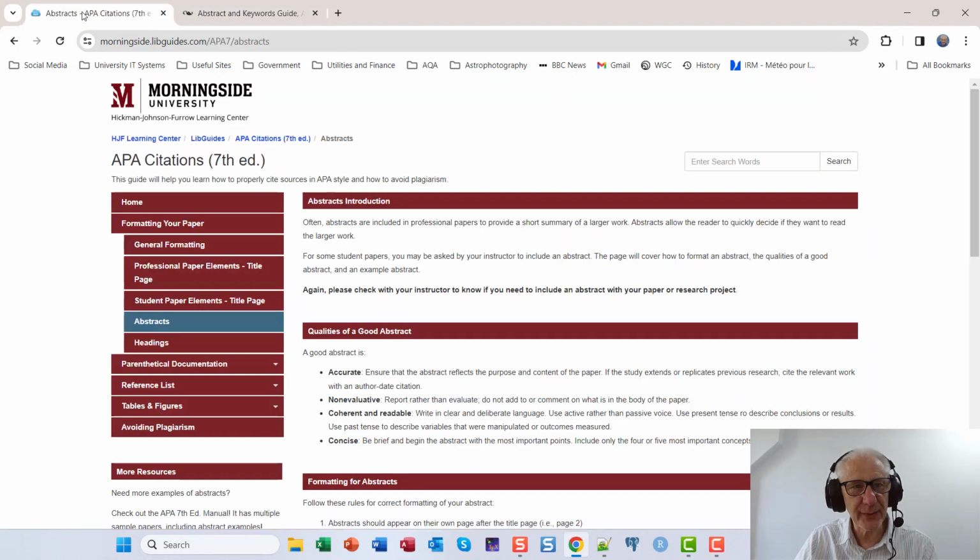So I'm going to take you to another website here. This is Morningside University, and they provide a slightly better way of looking at abstracts. So here it is, abstracts information up here. Often abstracts are included in professional papers to provide a short summary of a larger work. That word summary is very important. Abstracts allow the reader to quickly decide if they want to read the larger work. For some student papers, you'll be asked by your instructor to include an abstract. So let's be clear, I am expecting you to include an abstract.